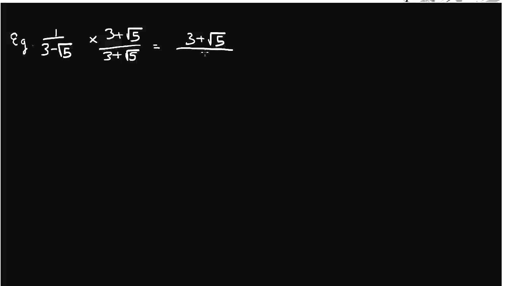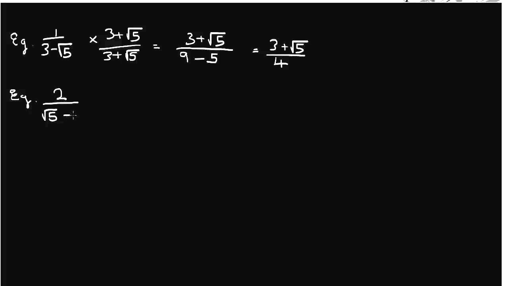And the bottom, we've got 3 minus root 5 times 3 plus root 5. Now that's the difference of two squares, you see. So we can say 3 times 3 is 9, root 5 times root 5 is 5, so the bottom is 9 minus 5. That's what we just did last page. So it's 4. So the answer is 3 plus root 5 over 4. Hope you can see how we got that. 3 times 3 is 9, root 5 times root 5 is 5, and 9 minus 5 is 4.